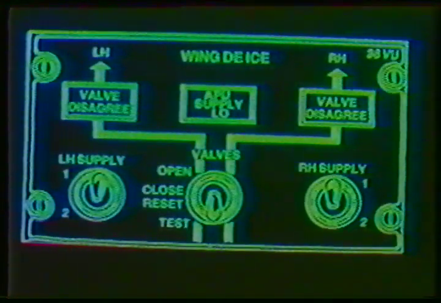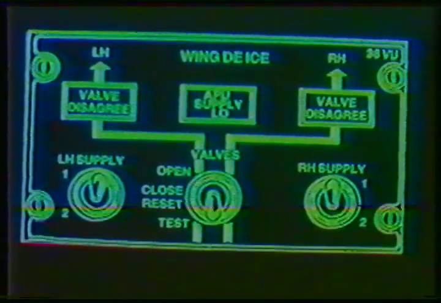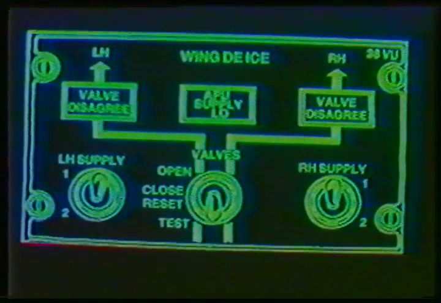Placing the wing valve switch to the close reset position will close the valves. It will also reset the valve logic following an automatic closure. This is caused by pulling the engine fire handle, provided the pneumatic crossbleed valve has been opened. This will allow the valve to be reopened for wing de-icing on the failed engine side when the valve switch is repositioned to open.